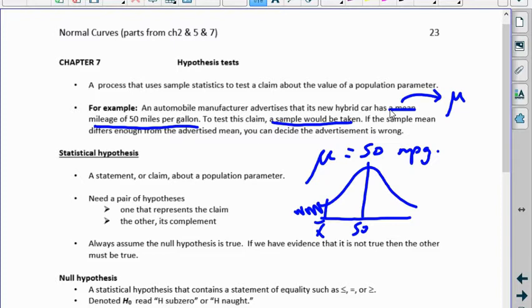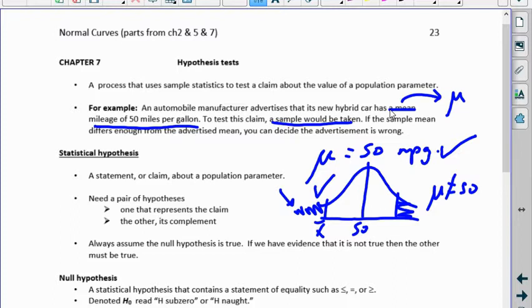You decide what they're claiming about the population, you get a sample value, you compare that sample value using a probability, and if you're interested in it just not being equal, you'll double your area, because you'll also have the upper area that you'll have to include. We'll do some tests like that.